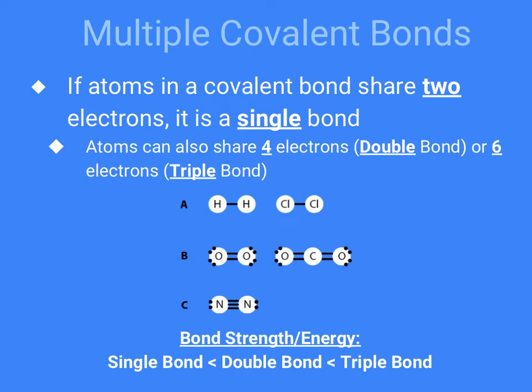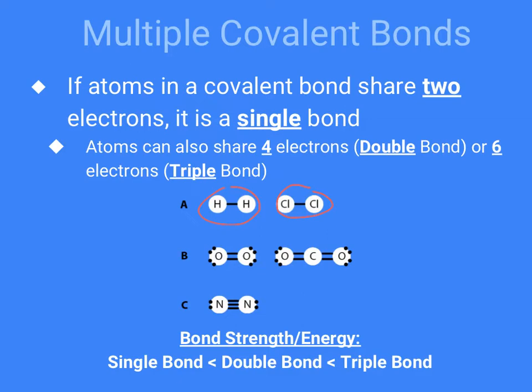So typically what we're going to deal with is a single bond. If atoms in a covalent bond share 2 electrons, we consider that to be a single bond, and we represent that with this one little line here. So these are our single bonds. We've got a single bond between hydrogen and hydrogen right here on the left, and a single bond between chlorine and chlorine right there on the right. These are 2 molecules, both containing single bonds.